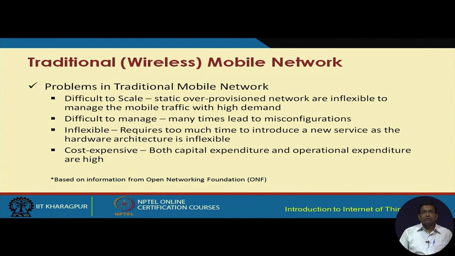Now, let us talk about the traditional mobile wireless networks. There are different problems in these traditional mobile networks, and these networks can be Wi-Fi based networks, mobile cellular networks, or other mobile networks. The problems are with respect to scalability. Each of the nodes in the networks, including the base stations, access points, etc., are typically statically over provisioned, and they are inflexible to manage mobile traffic with high demand.